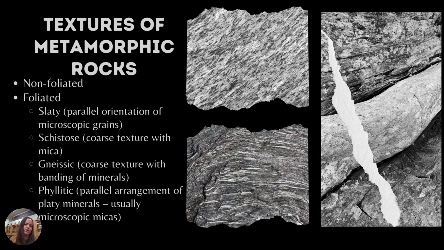In a gneiss, you're looking at a coarser texture banding of minerals. In a schistose or schist, you're looking at coarse texture with a lot of micas. So it's going to be kind of shiny and scaly looking. And slaty texture is going to be microscopic grains that have a parallel orientation. So they're just specialized terms that are describing the foliation that you see in the specific rocks.